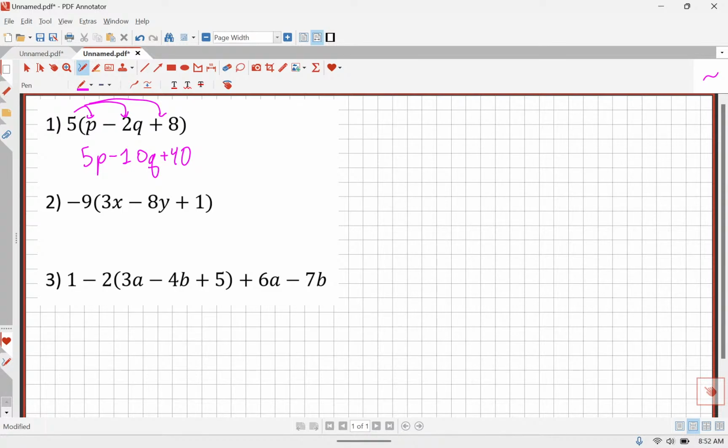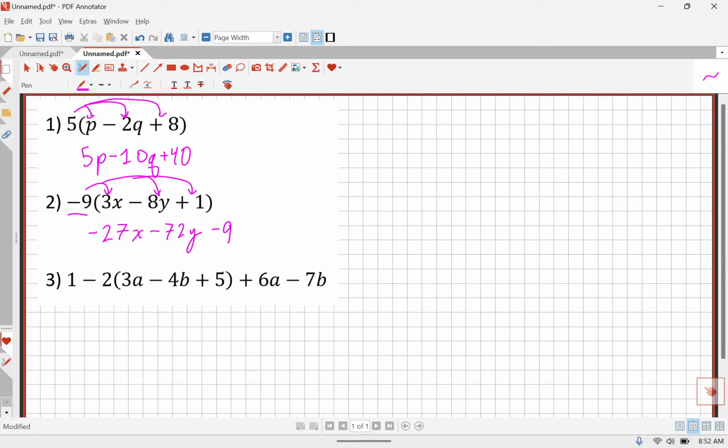Let's see here. Milo, how would you do number 2? Great. And what would that give you? Okay. Awesome. Very good. How many of us got negative 27x minus 72y minus 9?